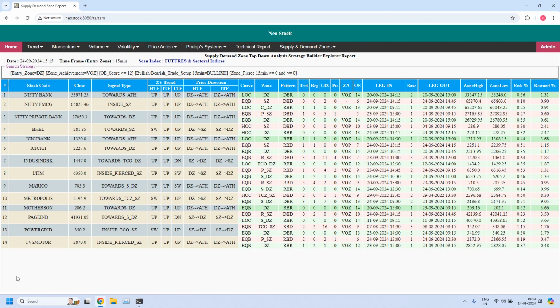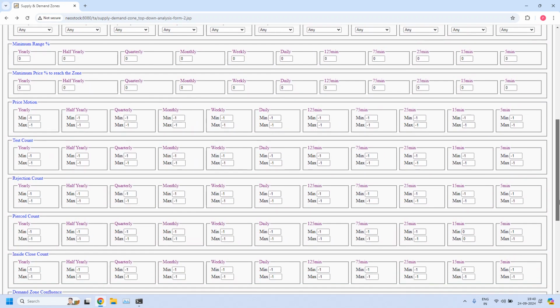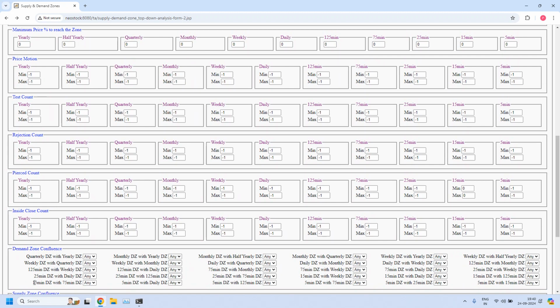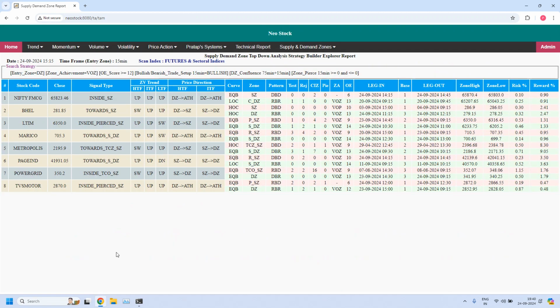Okay, to improve the probability of these zones, let's verify how many of these stocks are having ITF confluence. That means 15 minutes demand zone should be part of the 75 minutes demand zone. Let's verify. So in the demand zone confluence, I am enabling the filter 15 minutes demand zone with 75 minutes demand zone confluence. Now let's verify. So 8 stocks out of 15 are having ITF confluence. So they are having better probability compared to the remaining earlier stocks. It doesn't mean earlier filtered stocks are not good. They are also good, but this has a little extra additional probability.